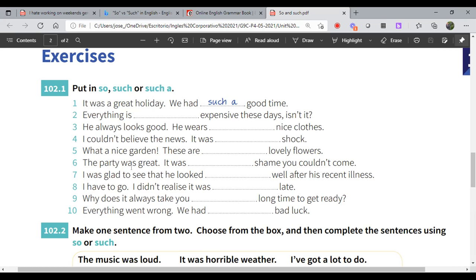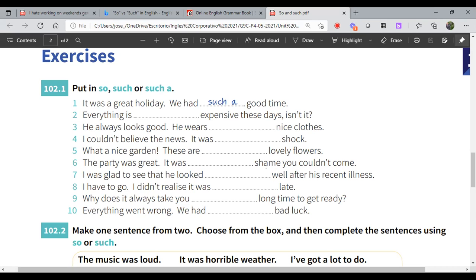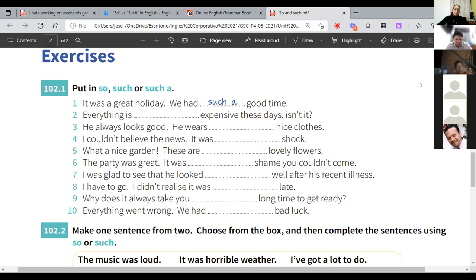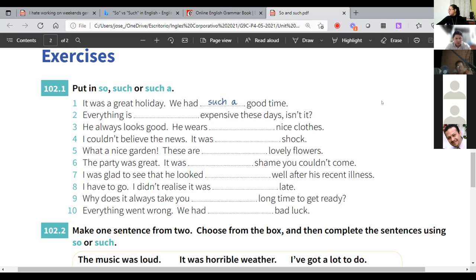Seven. I was glad to see that he looked... Fue bueno, o me gustó, me agradó, ¿verdad? O ver que él mostraba. Such well or so well? So well, correct. Okay, so well. Imagínense que ustedes están haciendo una práctica ahorita y yo les digo, you did it so well. That I'm impressed. Lo hicieron tan bien, ¿verdad? Que estoy impresionado.